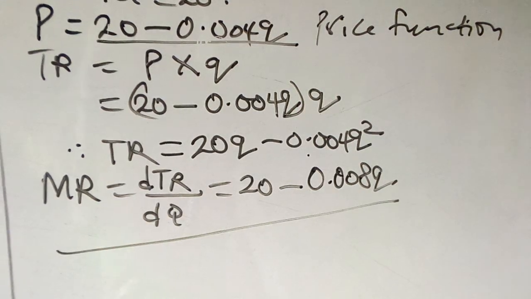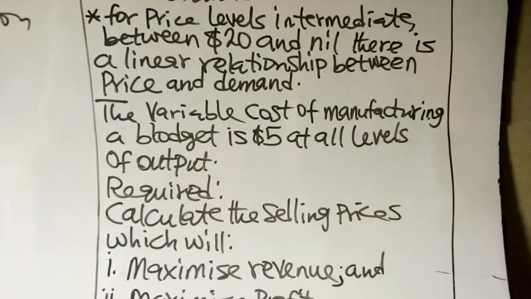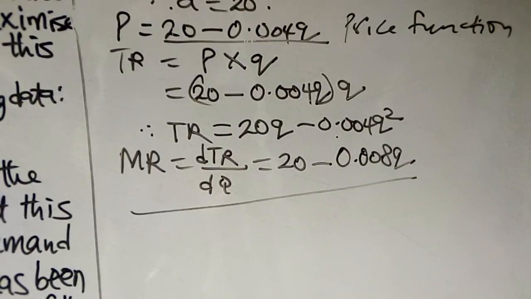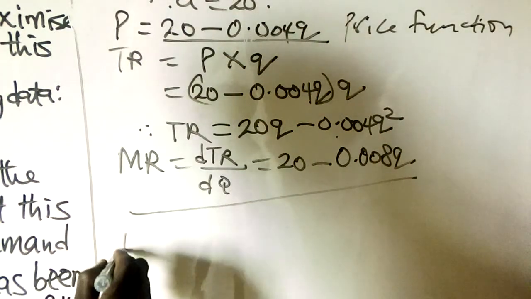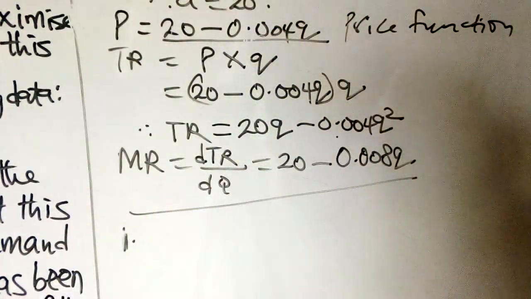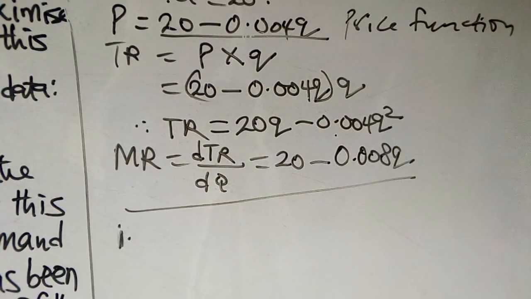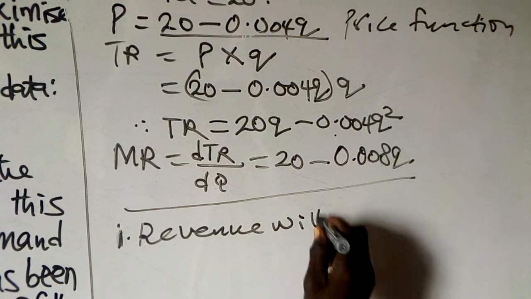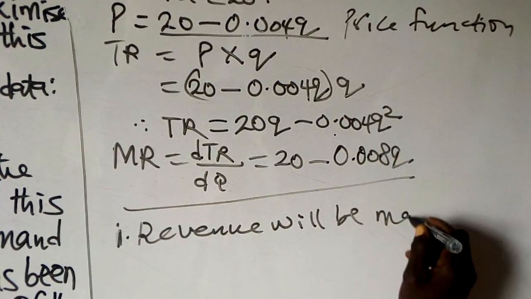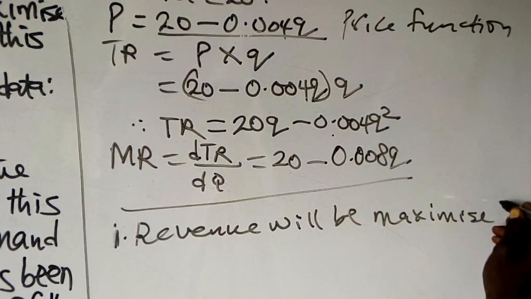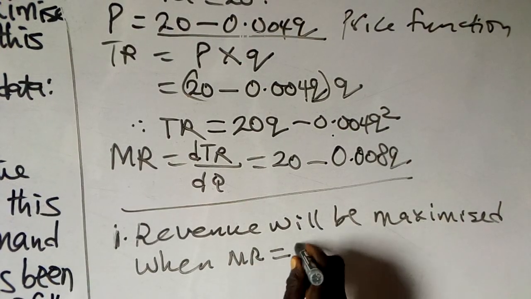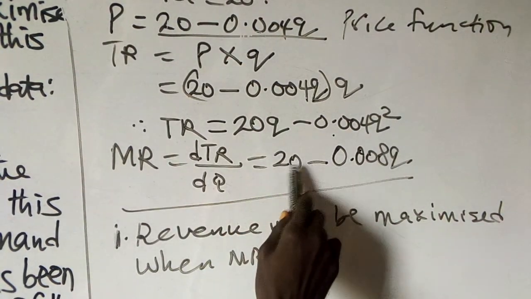Now, requirement one: you are to calculate the selling price which will maximize revenue. It is revenue you want to maximize, not profit in Roman figure one. To maximize revenue, just equate your marginal revenue to zero. Revenue will be maximized when MR equals zero. That is your marginal revenue equal to zero. So equate your marginal revenue to zero.